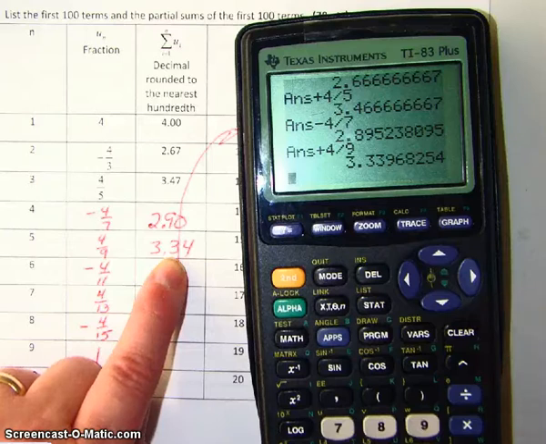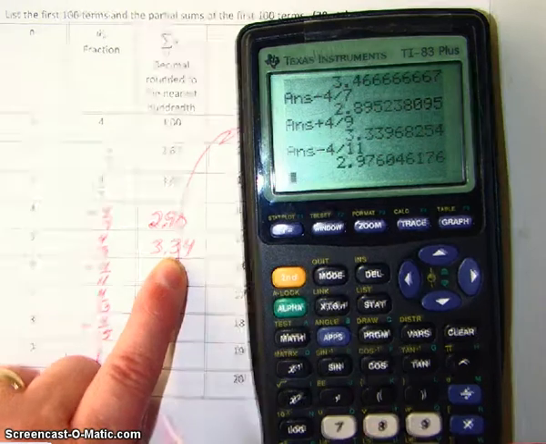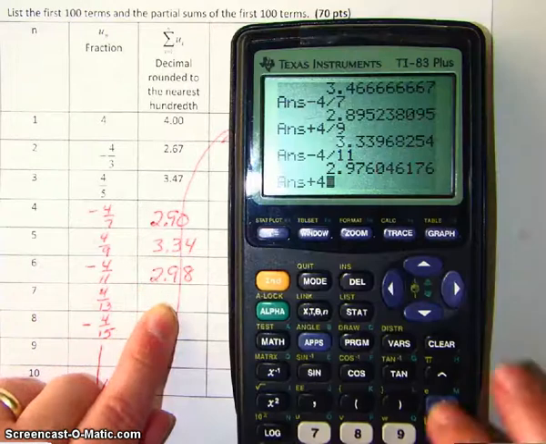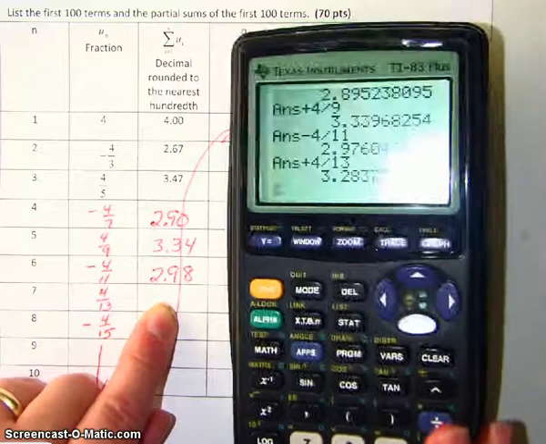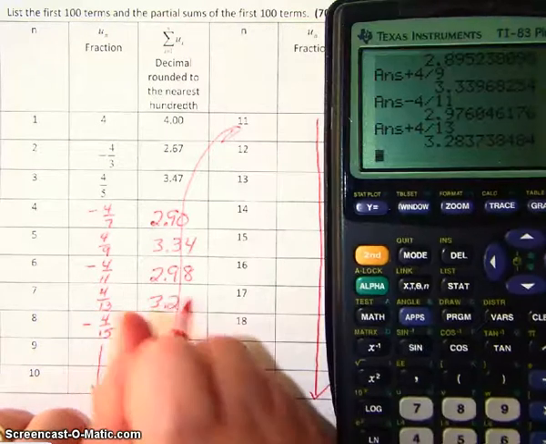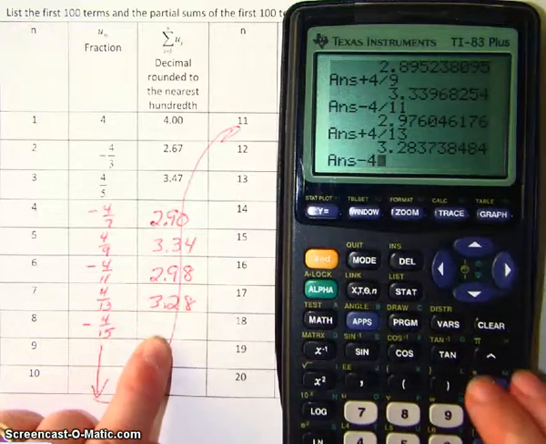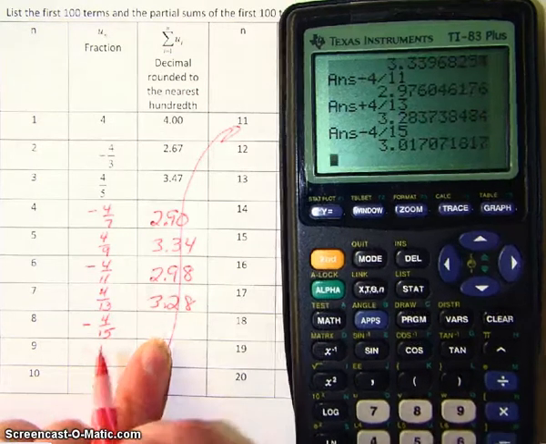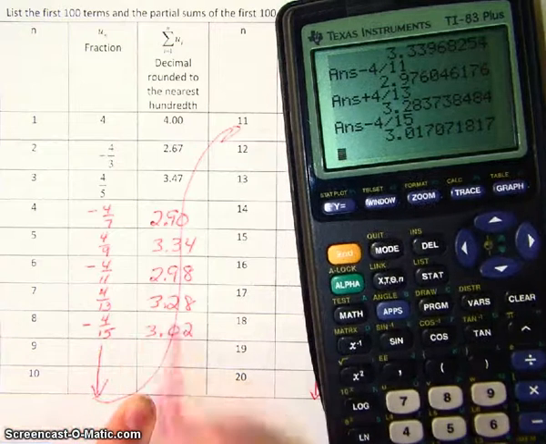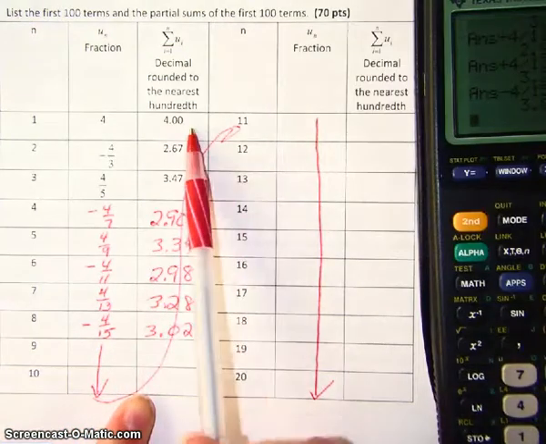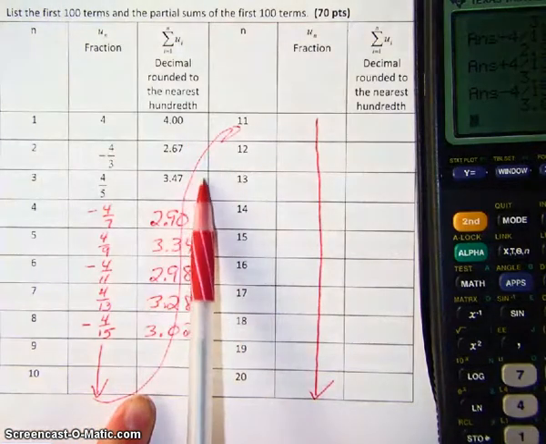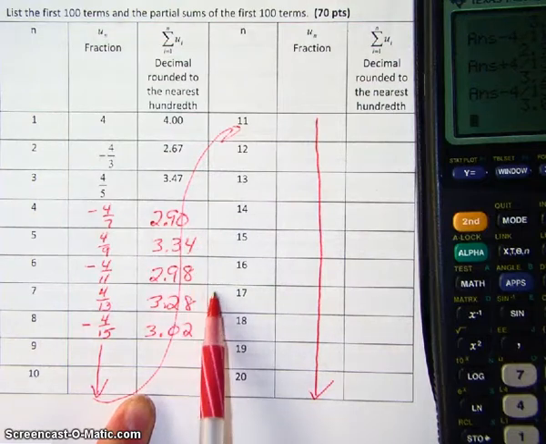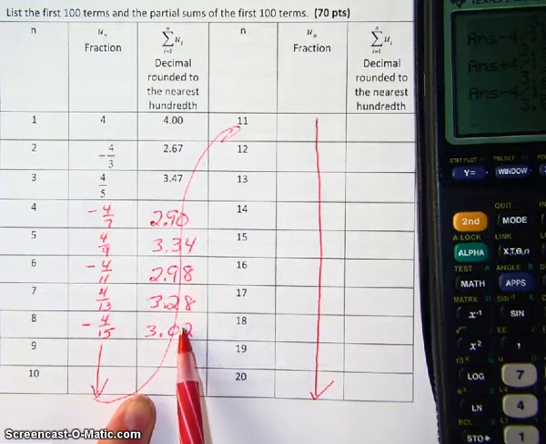All right, then I'm going to subtract 4/11, 2.98. And I'm going to add 4/13, 3.28, and I'm going to subtract 4/15, 3.02. Okay, so let's take a look at what's happening. I started with 4, I got smaller, I got bigger, I got smaller, I got bigger, I got smaller, I got bigger, I got smaller.